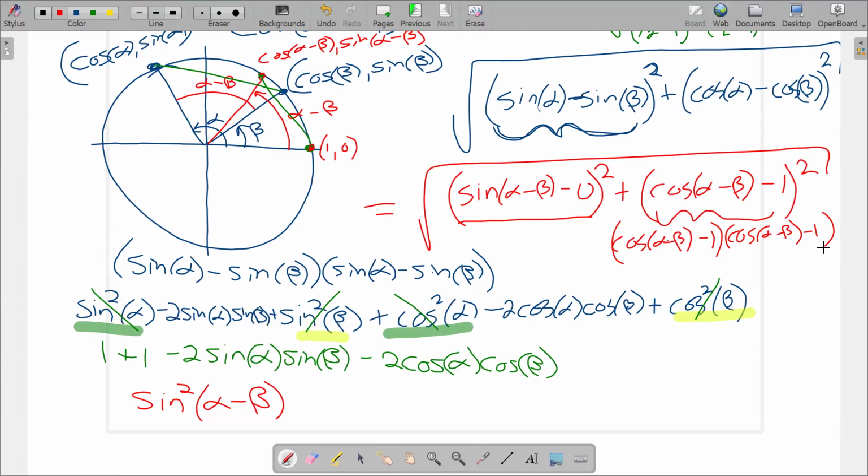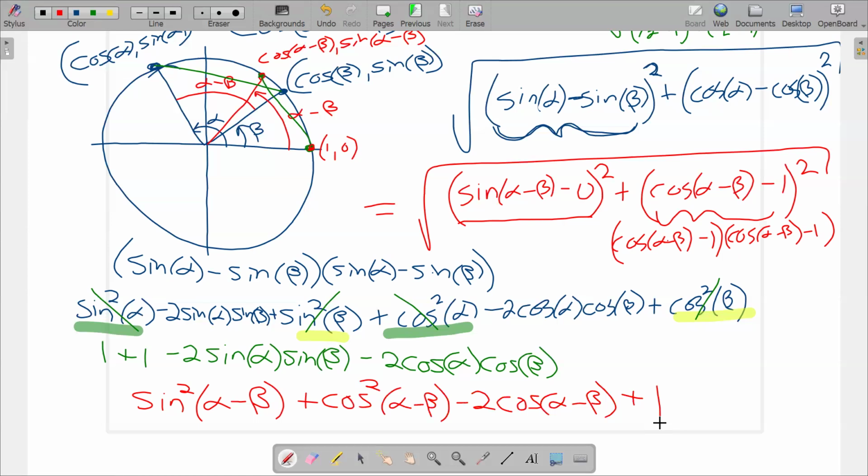Let's see, so I'm going to get cosine squared. -1 times -1, that's nice. And then otherwise, I get a negative cosine alpha minus beta minus another cosine. So there's minus 2 of them. And then a plus 1. A little better than the blue one. The blue one was a lot more work.